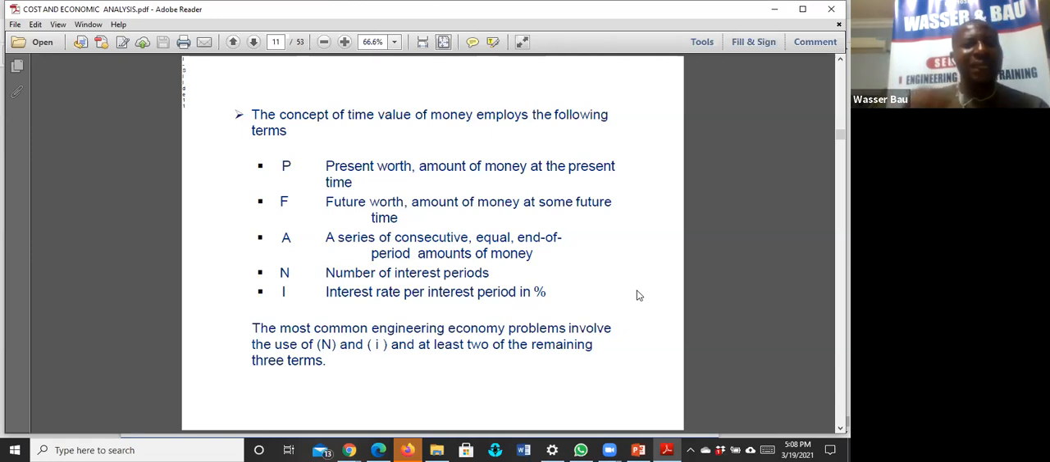So it's that series of payments, which also can be influenced by the time value of money. It might not be influenced on a monthly scale, it might be influenced on a yearly scale. So giving you 10,000 naira in the next 5 years does not mean the same thing as giving you 50,000 naira now. It could be less.